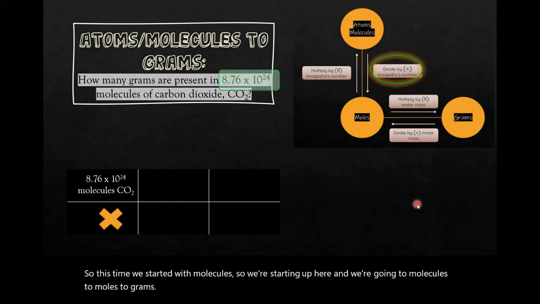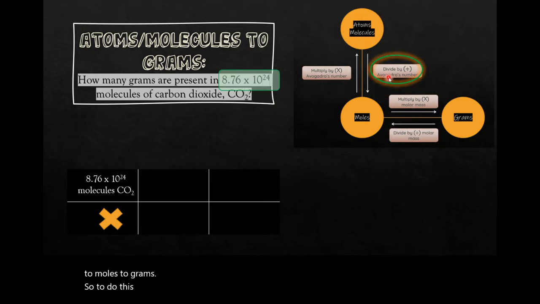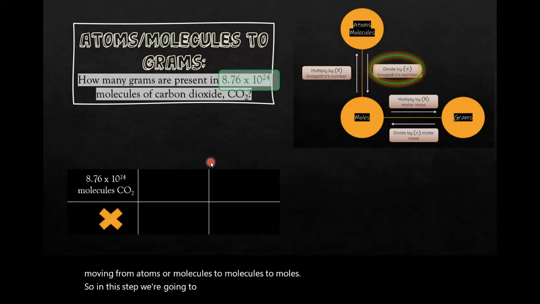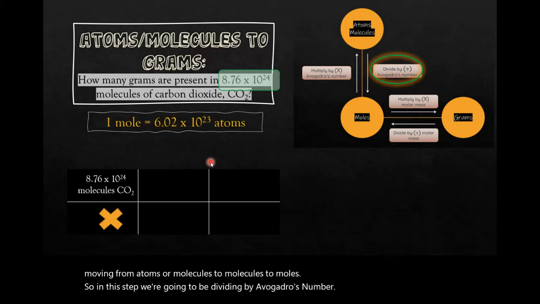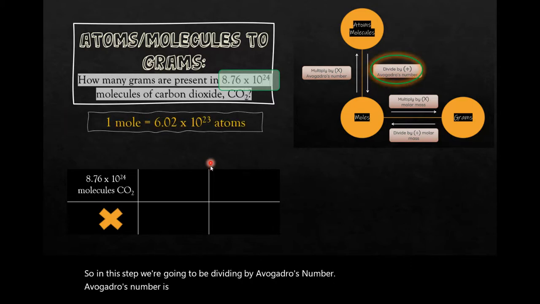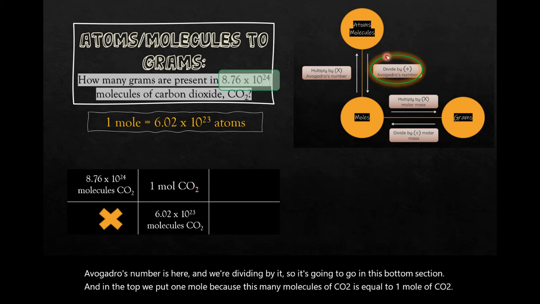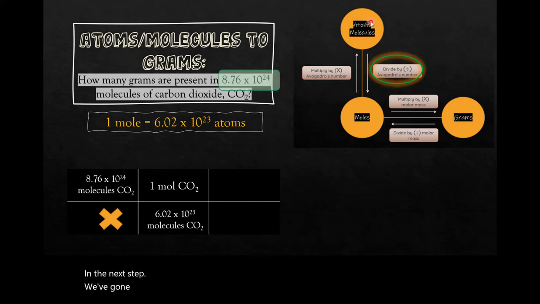So to do this, we're going to need to divide by Avogadro's number this time because we're moving from atoms or molecules, so molecules to moles. So in this step, we're going to be dividing by Avogadro's number. Avogadro's number is here, and we're dividing by it, so it's going to go in this bottom section. And in the top, we put 1 mole because this many molecules of CO2 is equal to 1 mole of CO2.